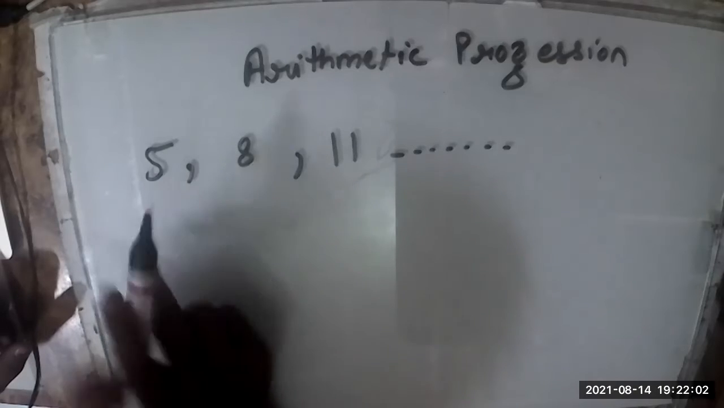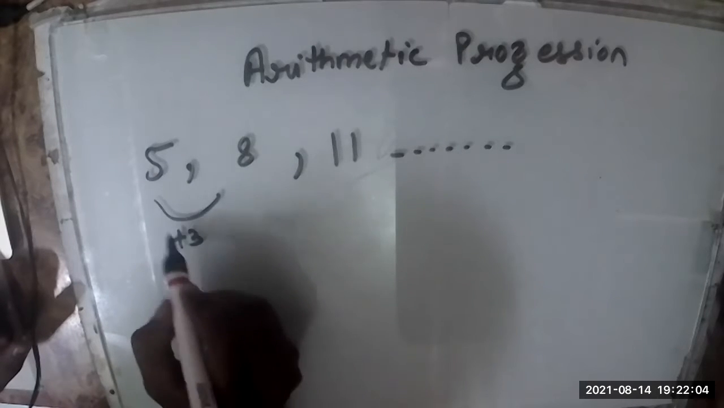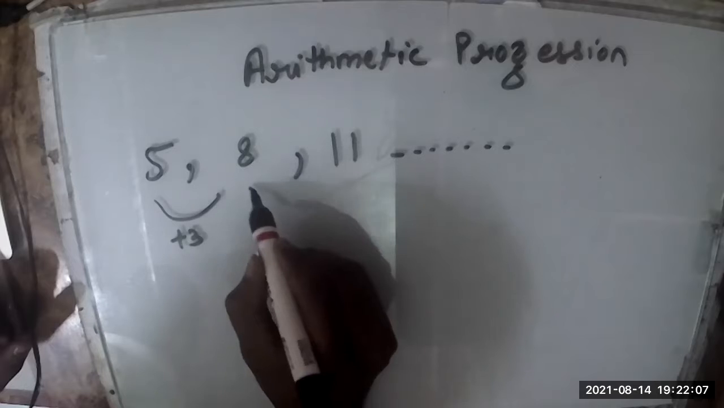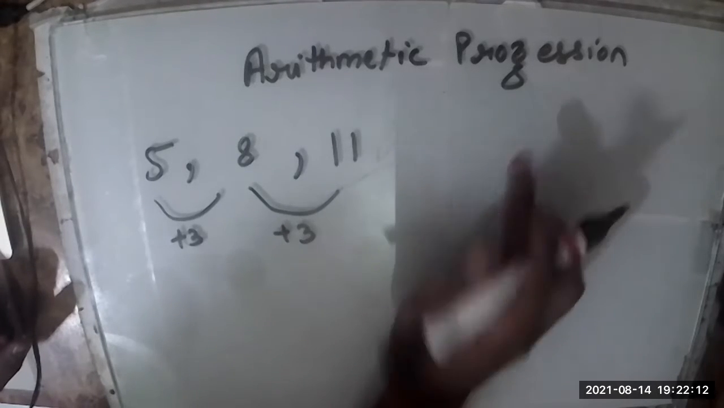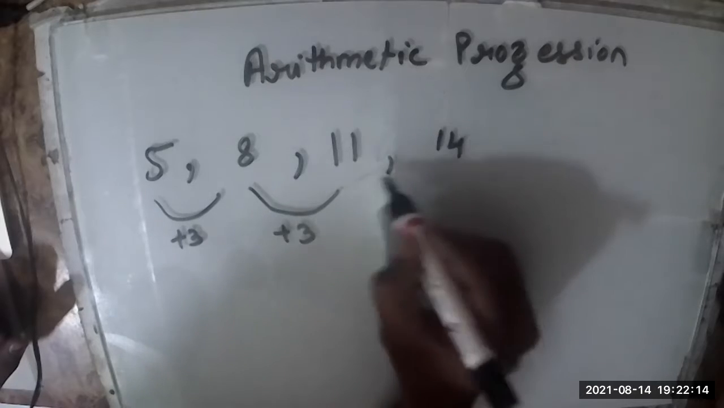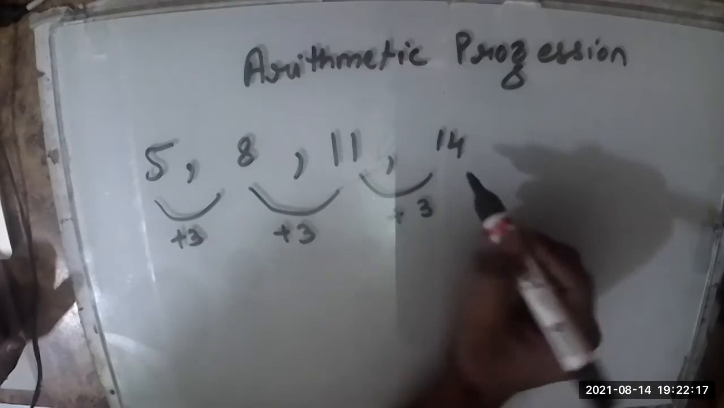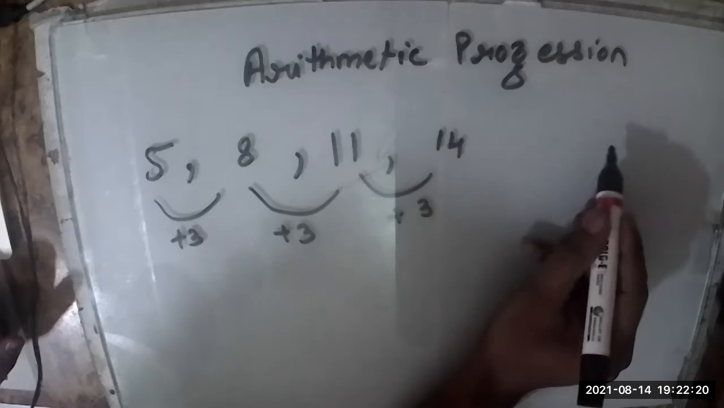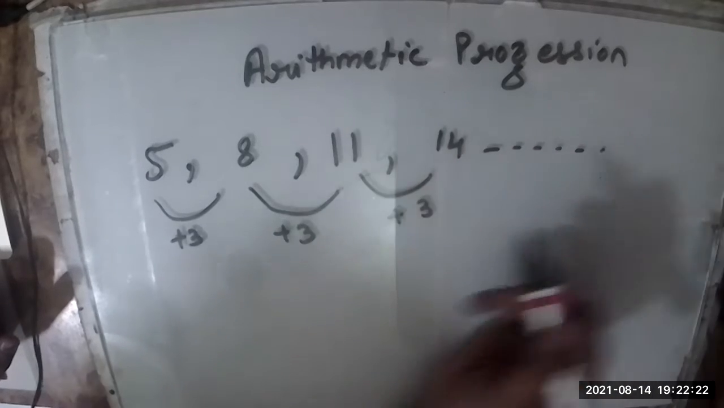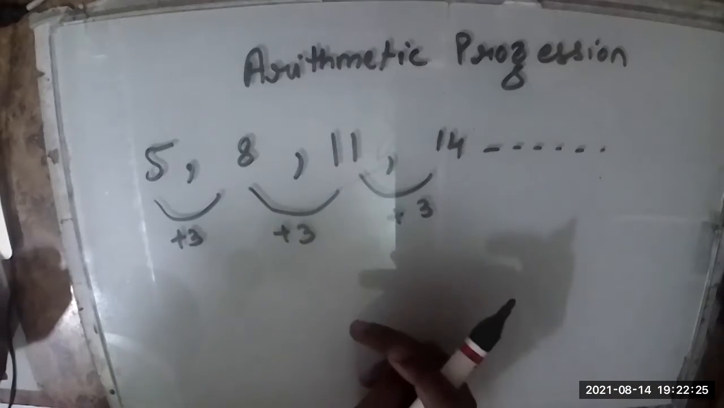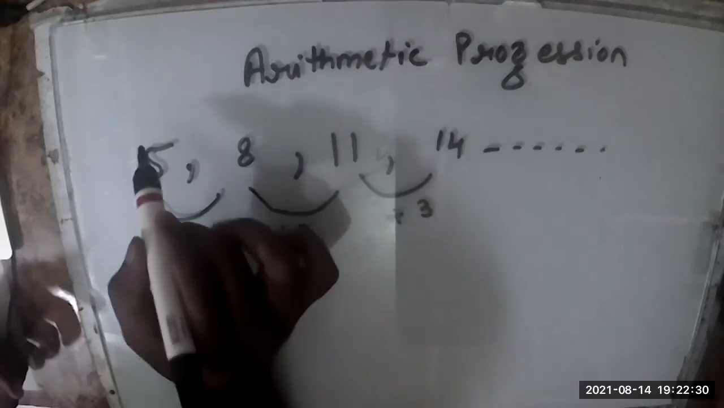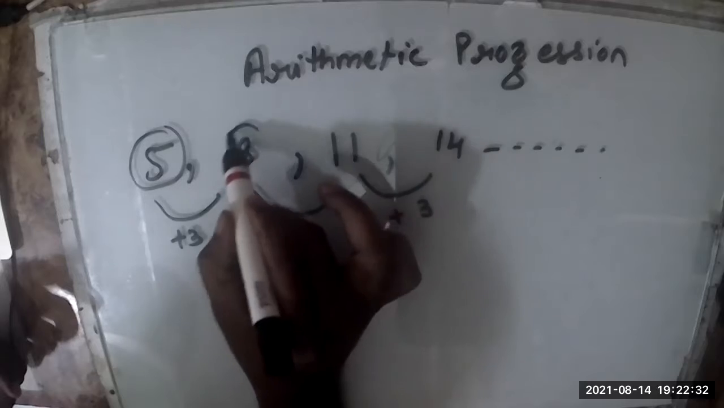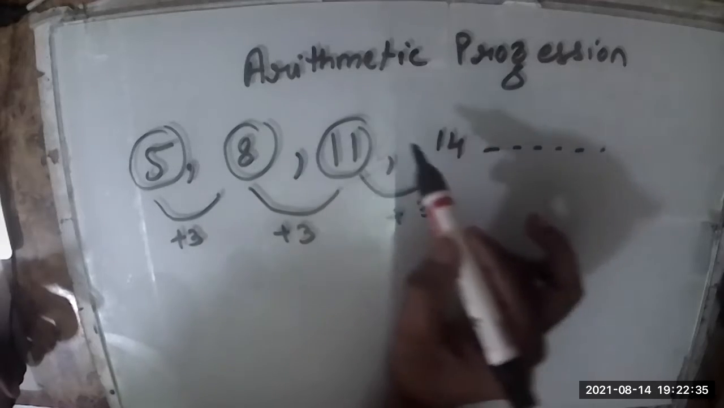You'll see when we add 3 to 5, it will become 8. Then again, we add 3, then it will become 11. And it is going in a similar way. Again, we add 3 and it is going to keep on going further till we want. This is an arithmetic progression. In this series, this is the first term, this is the second term, this is the third term, and so on. There can be n number of terms.